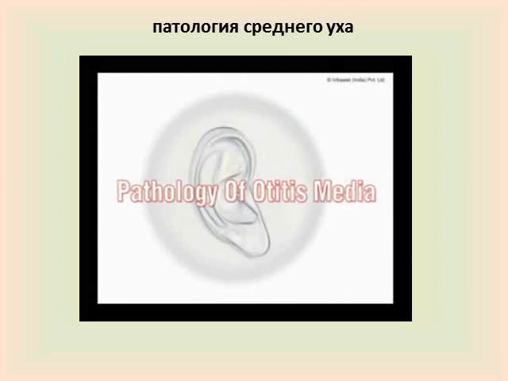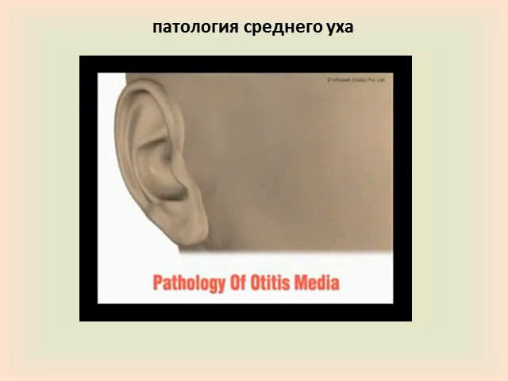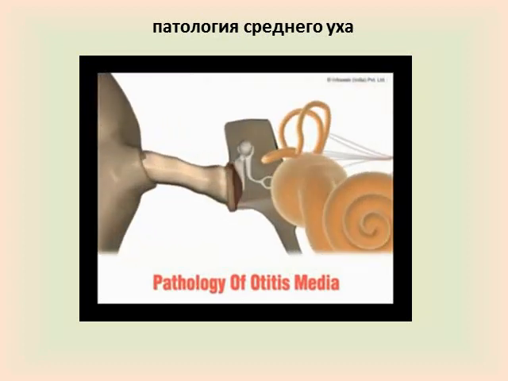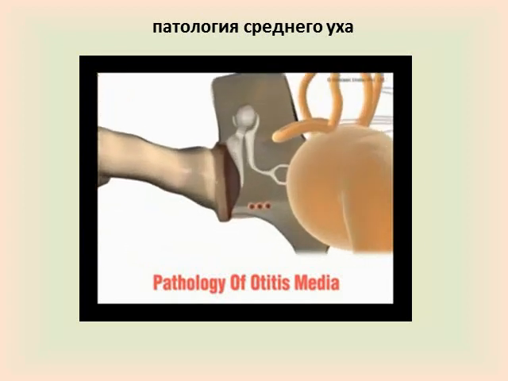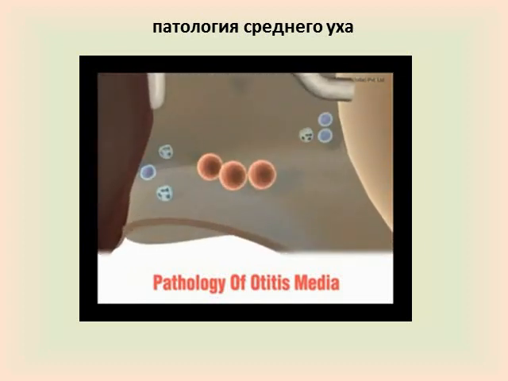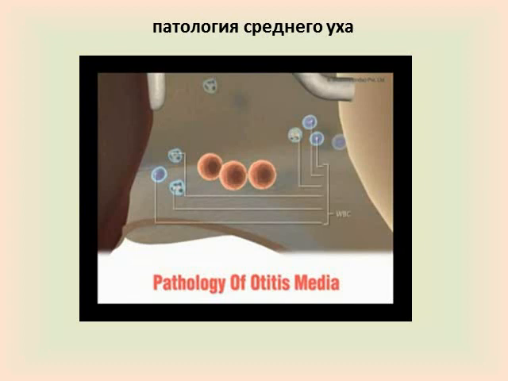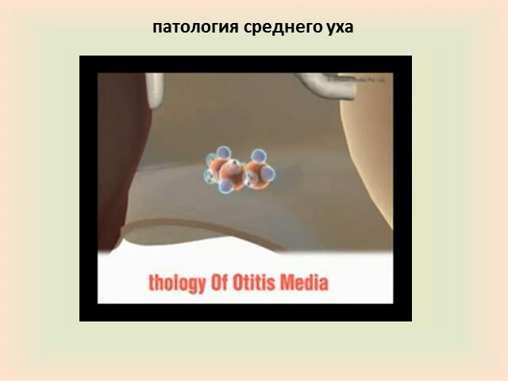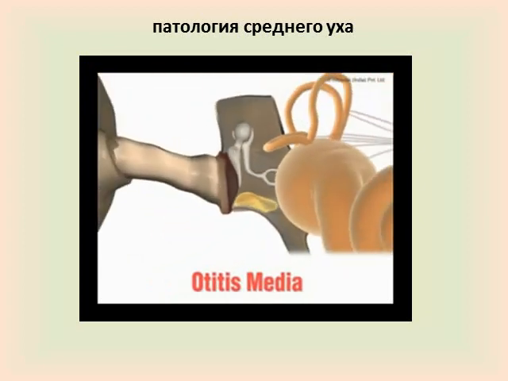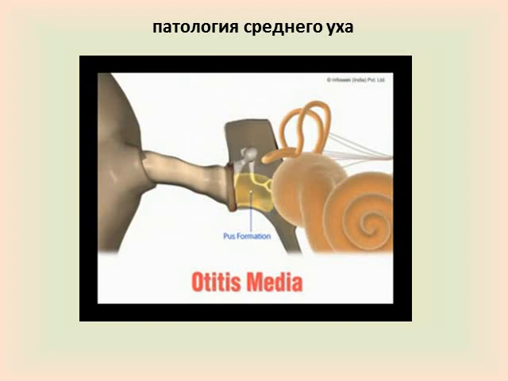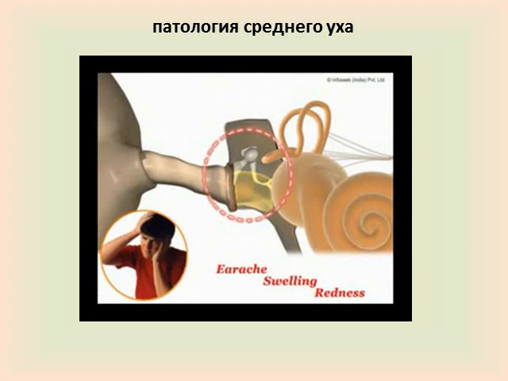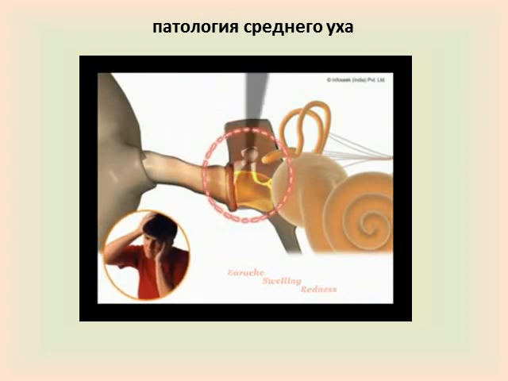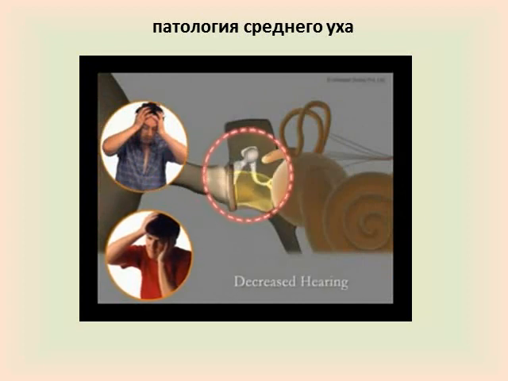Pathology of otitis media. When the eustachian tube is blocked due to allergy or infection in the upper part of the respiratory tract, fluid accumulates in the middle ear behind the eardrum. This causes an infection and the middle ear gets inflamed, a condition known as otitis media. The buildup of pressurized pus in the middle ear causes earache, swelling, and redness. Since the eardrum cannot vibrate properly, one has decreased hearing.